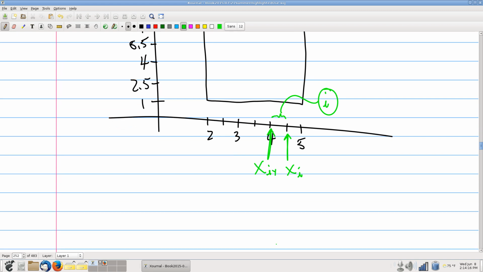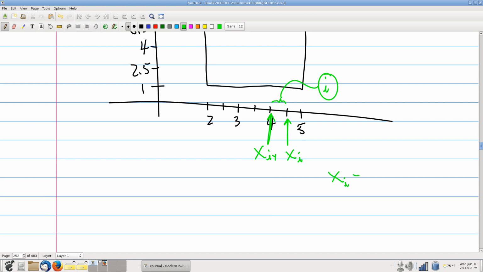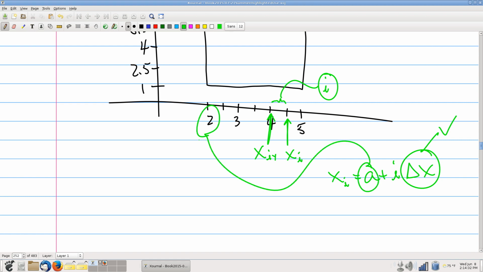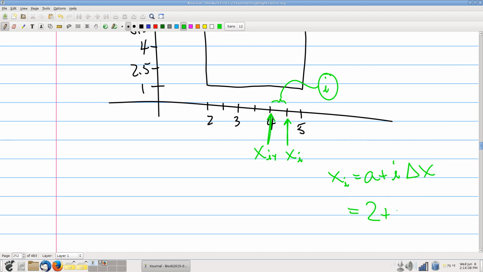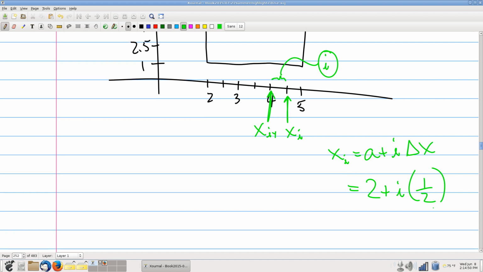All right. Well, we also have handy formulas for what is xi. xi is a plus i delta x. And we have a handy formula for delta x. And a, we know, is 2. So it's just a matter of plugging in some details here. So let's see here. A being 2. That's nice that we get that. Delta x is, well, it's b minus a over n. So in this case, that's 1/2. We talked about that in the last problem. And so there's my formula for x of i. Conveniently, x of i minus 1 is a very similar formula, just i minus 1 instead of i.